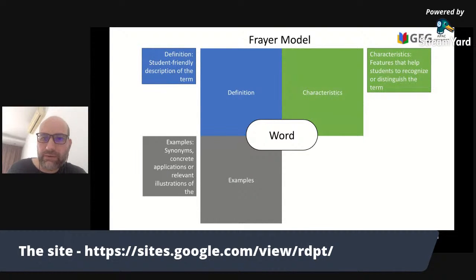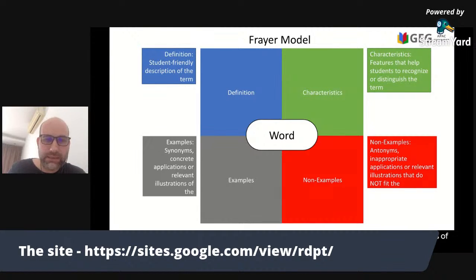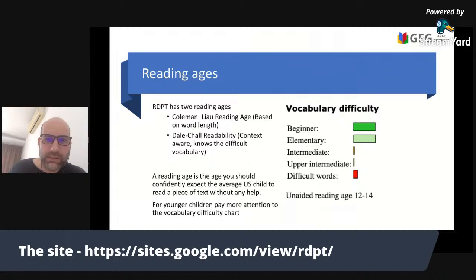You've also got the characteristics, which you can either do from the definition or you can do from an image. And then non-examples, so the antonyms are all there as well. And applications are relevant illustrations that do not fit the mold here. So those are things you can do. So here you go. You can see how these things have been generated, and they can all be generated from the details given. Now, as I say, you might not want to do this for every single word, but for the really important words, this might be how you would go about it.